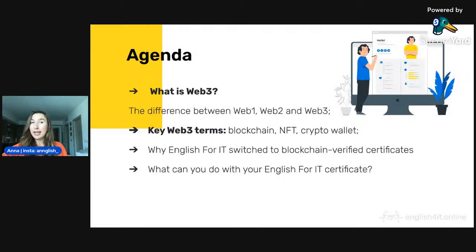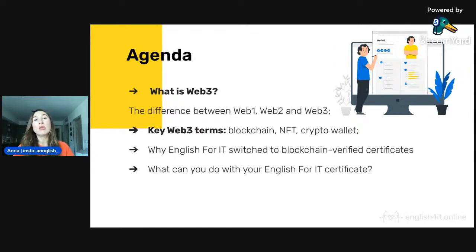All right, I'm ready to start, and right away I would like to tell you what we're going to talk about today. Agenda. So we're going to talk about Web3. What is Web3? Well, if there is Web3, you could probably guess that there is Web 1 and Web 2. So we'll talk about the difference between Web 1, Web 2, and Web 3. We're going to talk about key terminology, key Web3 terms. We're going to talk about how English for IT is leveraging, using, Web3 to our advantage.